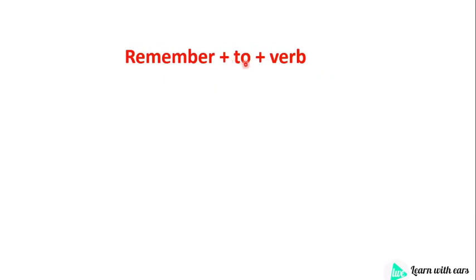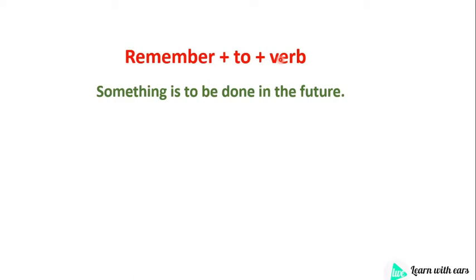Now let's see the second use. Remember plus to plus verb. We can use remember with infinitive. So here we use remember when something is to be done in the future. We are not doing it right now, or there is no memory from the past. We have to do something in the future, right? Now let's see some sentences.